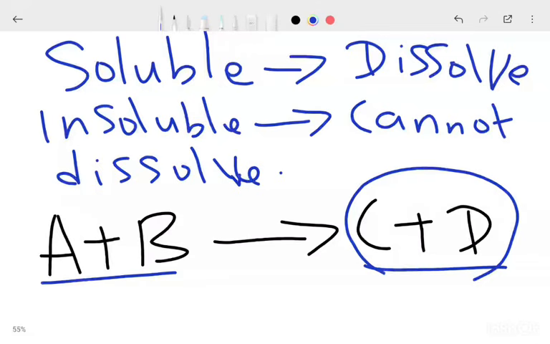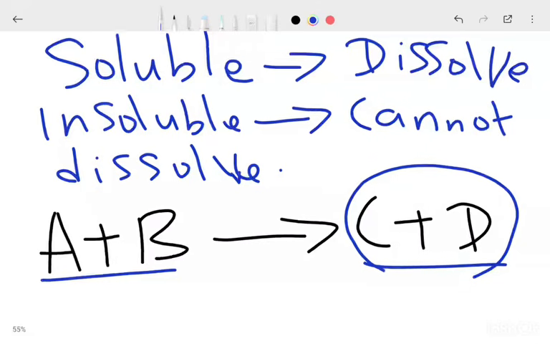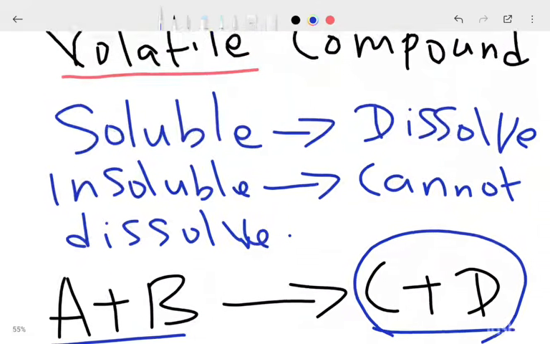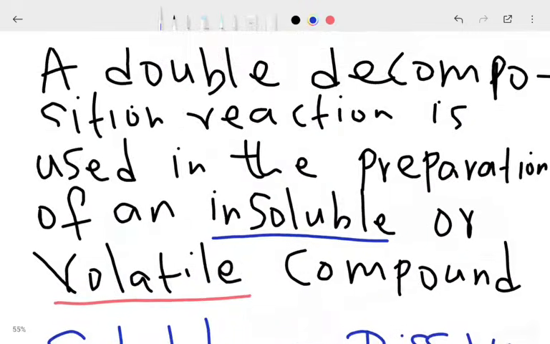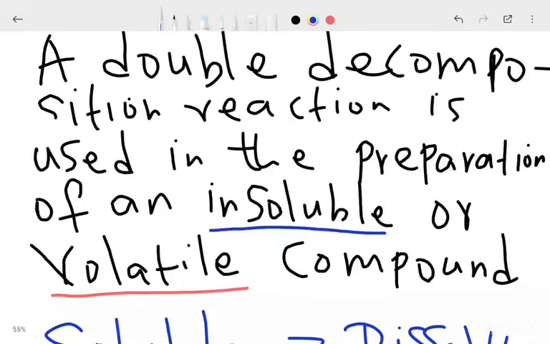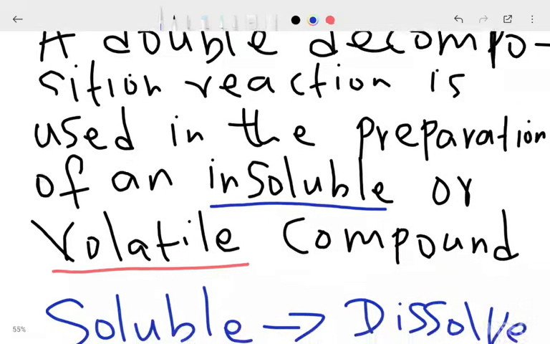Are you getting it now? So there are some substances like that in the gaseous form that once they are formed, unless you close them before they can be inside a container. But even when they're in that container, they are still fighting, struggling to escape. So there are some substances like that. So make sure you write this statement down. A double decomposition reaction is used in the preparation of an insoluble or volatile compound.